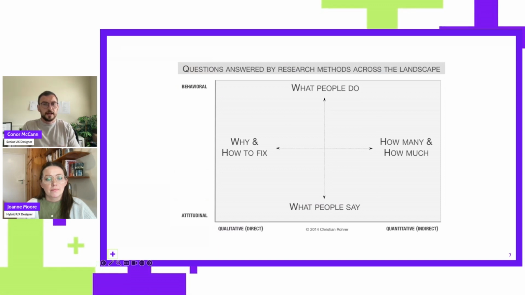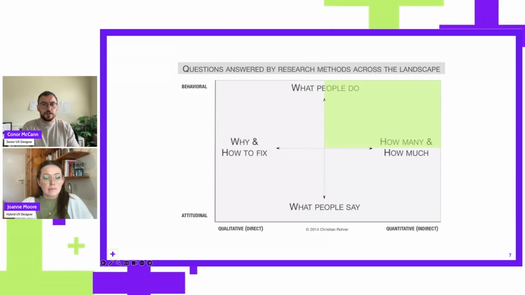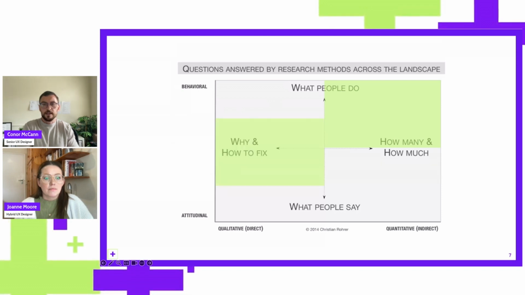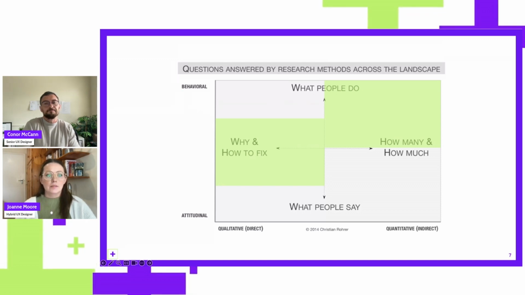Now, the data is massively valuable, and helping you understand what people do, and how many people are doing it, or how much it is happening, gives you a really good broad picture. But as you can see, why and how it affects tends to be over on the qualitative side. And that's where we go digging to find the human stories, the motivations behind what the numbers are saying.